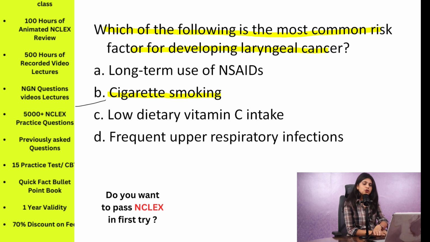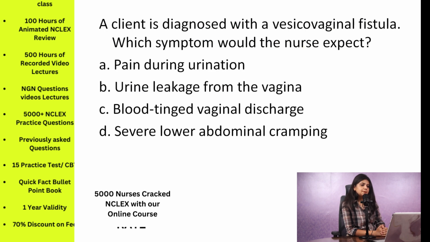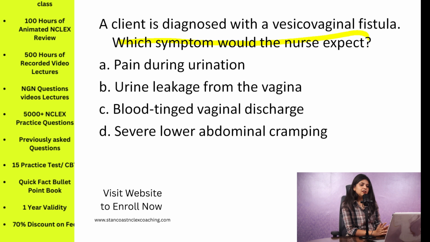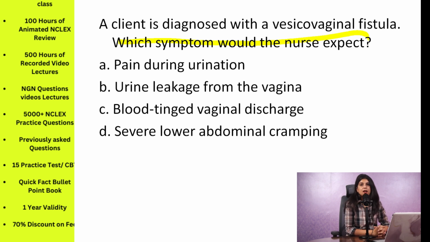Let's tackle another question. A client is diagnosed with a vesicovaginal fistula. Which symptom would the nurse expect? A. Pain during urination. B. Urine leakage from the vagina. C. Blood-tinged vaginal discharge. D. Severe lower abdominal cramping. Answer: B.